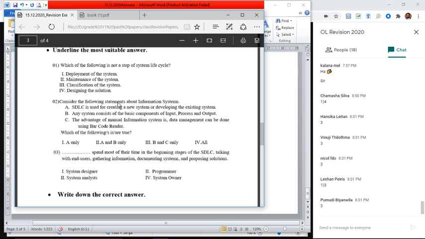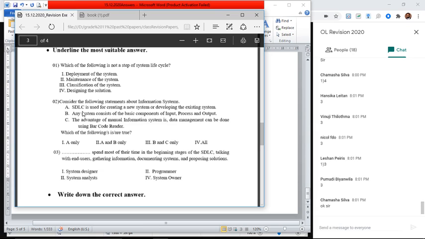Deployment of the system, maintenance of the system, classification of the system, designing the solution. So what will happen? The answer will be third one. Classification of the systems are not here. We are identifying the problem, then we are designing the solution, then we are writing the coding, then we are testing, then deployment, maintenance. So like that the stages are going on. So classification is not there. So the answer is third one.